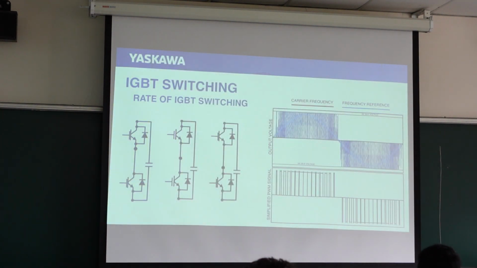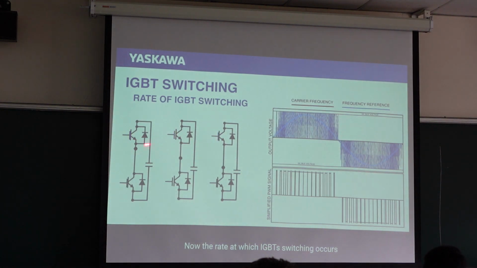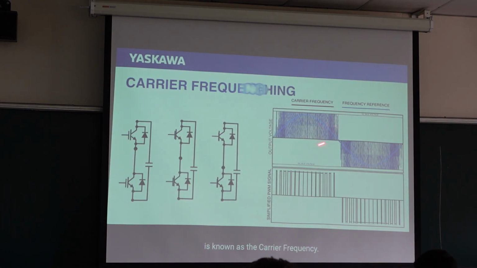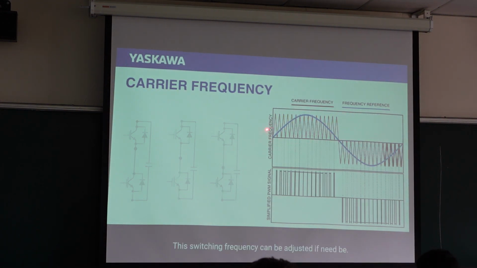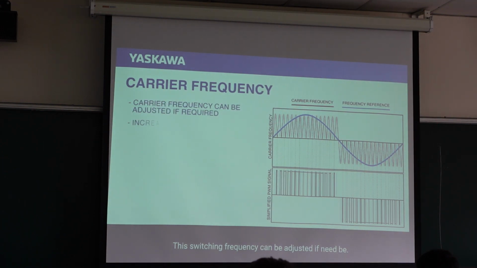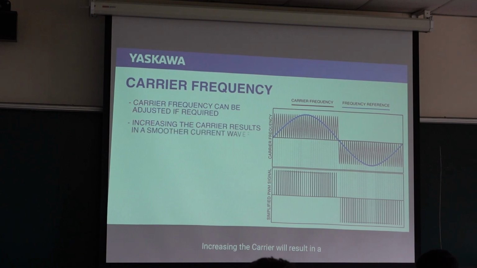Now, the rate at which IGBT switching turn-on occurs is known as the carrier frequency, and it can be adjusted if need be. Increasing the carrier will result in a cleaner, more sinusoidal current waveform.